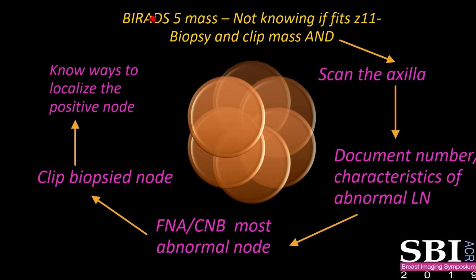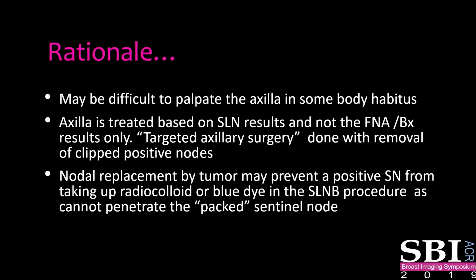The BI-RADS 5 mass, they wanted us obviously to biopsy and clip the mass, but they also wanted us to scan the axilla. We identify the number and characteristics of abnormal lymph nodes. We tell them how many lymph nodes are abnormal. We find the most abnormal lymph node. We do an FNA or core biopsy of that lymph node. We put a clip in the biopsied lymph node, and then there will be times when they'll ask us to localize that positive node. And the rationale being that this helps them decide management.